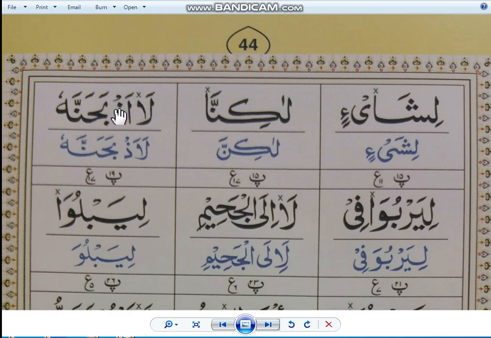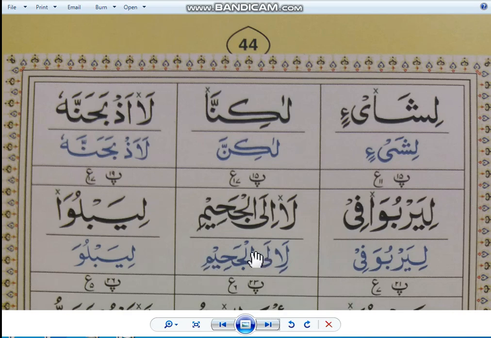La al بحنه لأذبحنه ليربو في ليربو في لا إلى الجحيم لا إلى الجحيم.